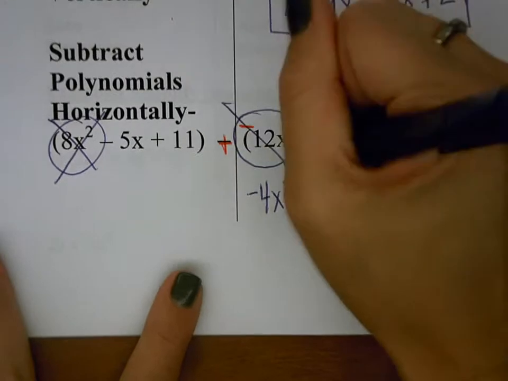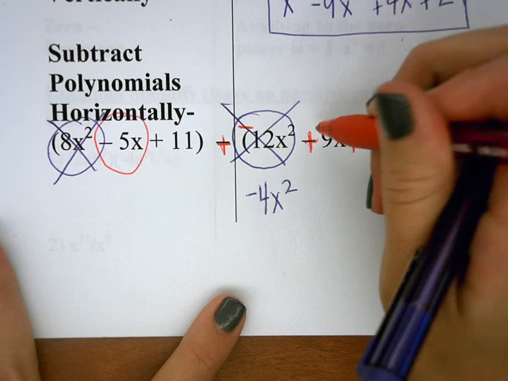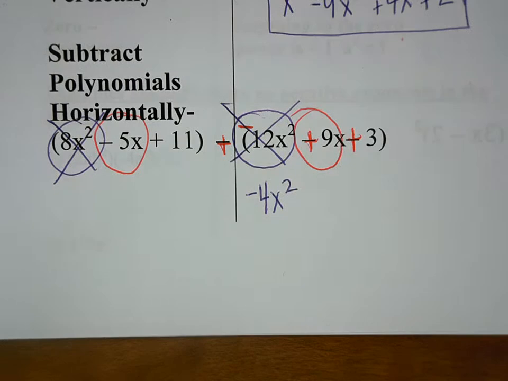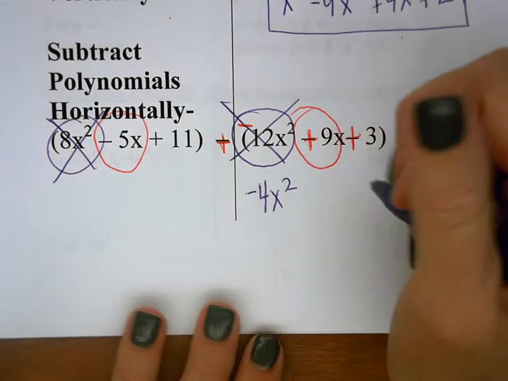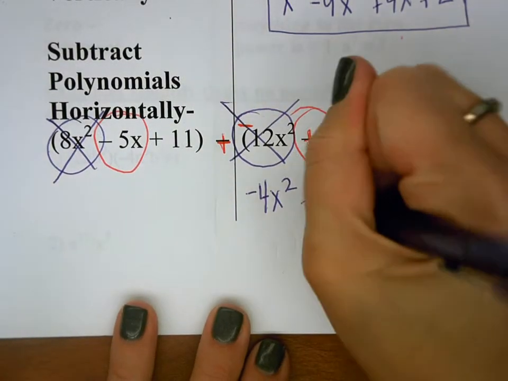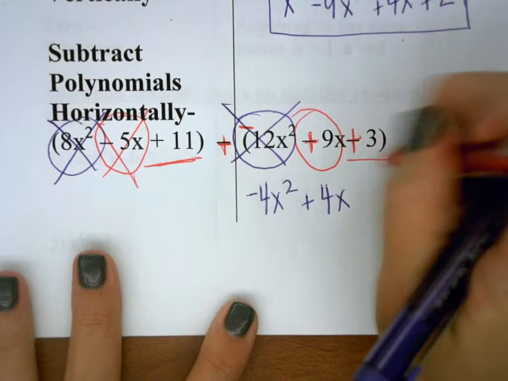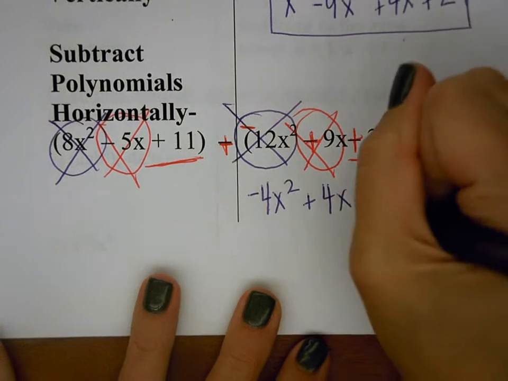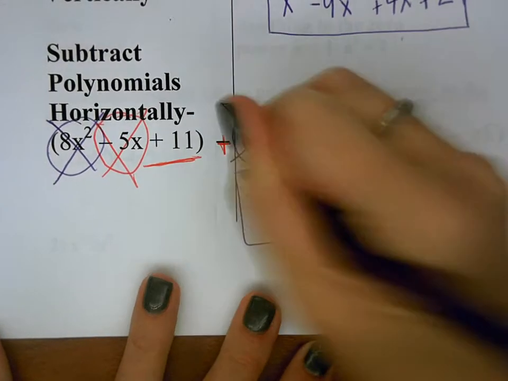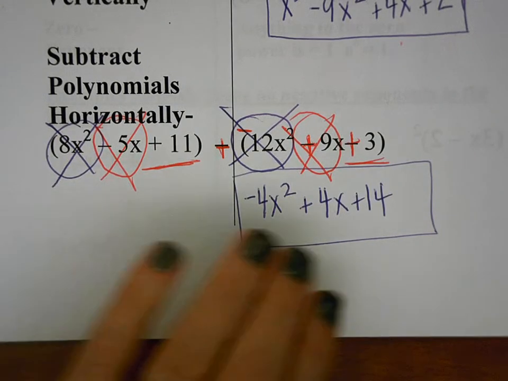Those are done. Next, we have negative 5x and a positive 9x. What do I do? Combine those terms: we subtract, take the sign of the larger number. So that's going to be a positive 4x. And then lastly, I have 11 and 3. Both of them are positive, so we add, and it will be positive 14. Any questions on adding or subtracting? Nobody. Okay, let's move on.